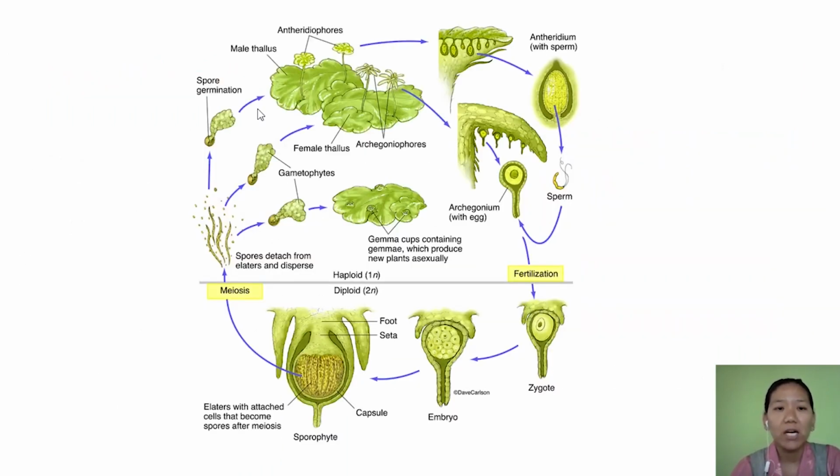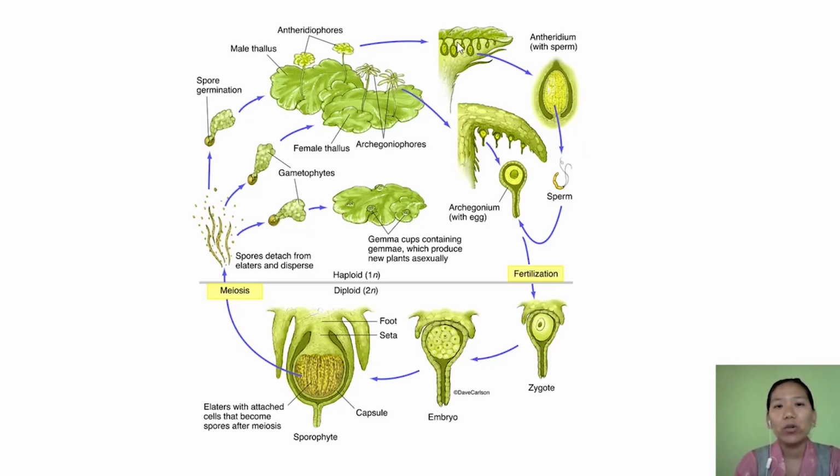Let us look at the life cycle of one example of a liverwort, Marchantia. In Marchantia, the male and female sex organs are present on different thalli. We have a male thallus here and a female thallus here. The male thallus bears the male sex organ, the antheridium, on a stalk called the antheridiophore, and the female bears the archegonium on a stalk called the archegoniophore.